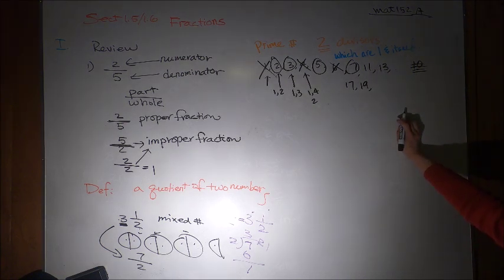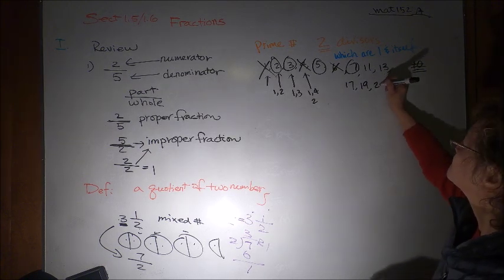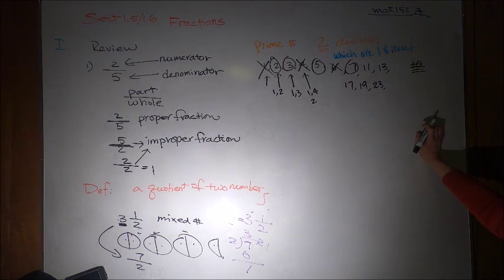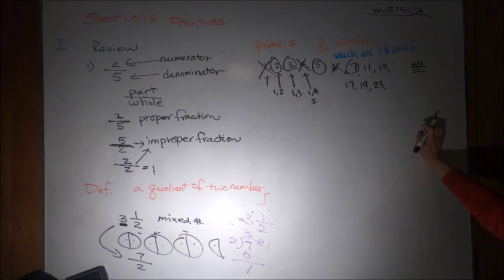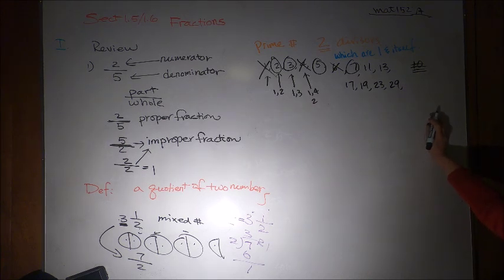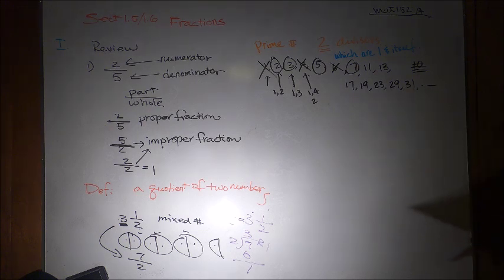20, no. 21, no. 3 and 7. 22, even, no. 23, yes. Right? 24, no. An even number. 25, no. 26, no. 27, 3 and 9, no. 28, an even number, no. 29, yes. Okay, 30, no. 31, yes. So you evaluate this way.